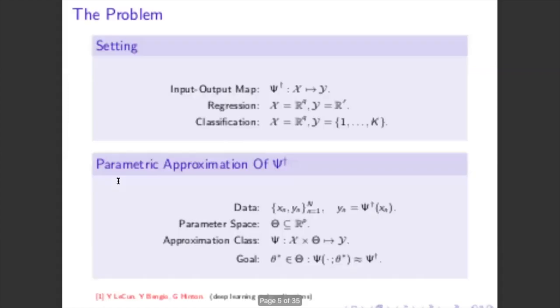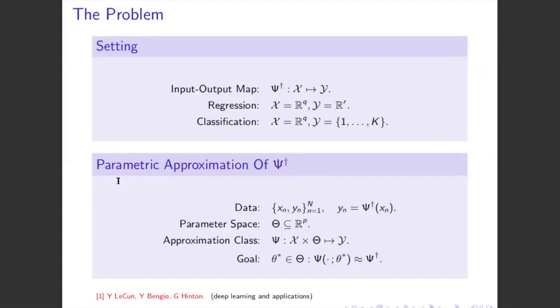Okay, so let me start by telling you what we mean by supervised learning, and reiterate that I'm not going to assume that you have experience in this field, although I hope there's something for you to learn if you do. So the setting is this. We have a mapping, which I'll call psi dagger. Dagger denotes some notion of a true but unknown mapping, which one wishes to uncover from data. And that mapping maps a space X into a space Y.